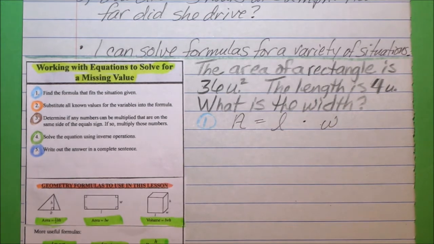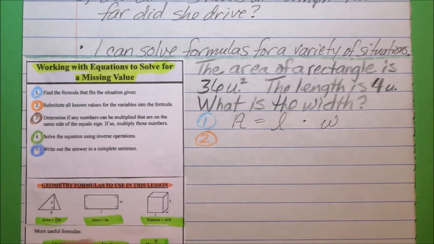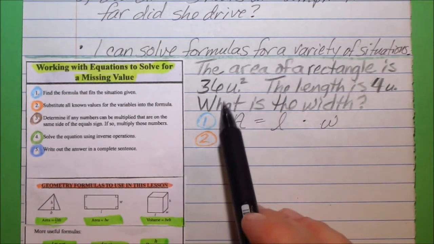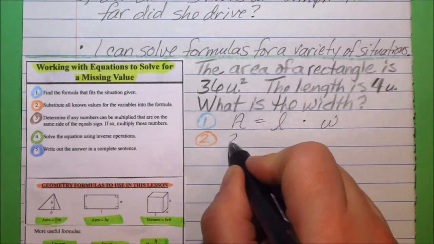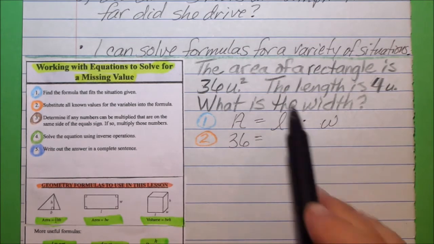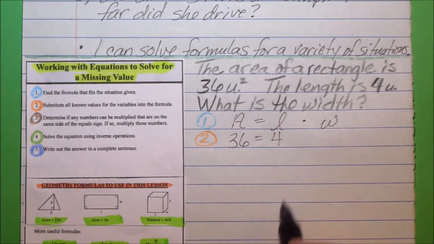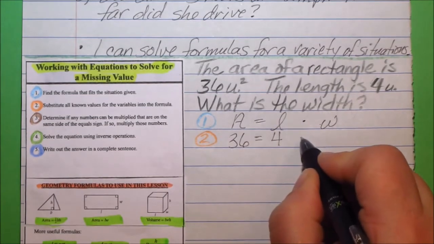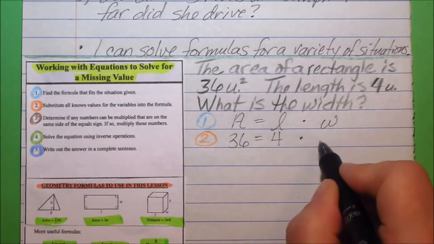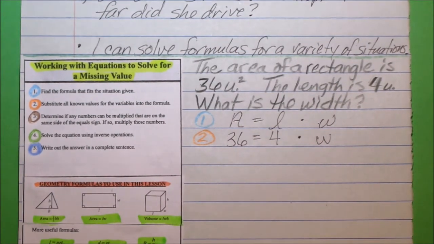All right, so step 2 says to do exactly that. Okay, plug in any known values. All right, so what do I know? I know that the area of the rectangle is 36 units square. So 36 goes under the A for area. I know that the length is 4 units. So 4 goes under L for length. And then I don't know what the width is. That's what I have to find out. So I'm just going to carry that part of the equation down.